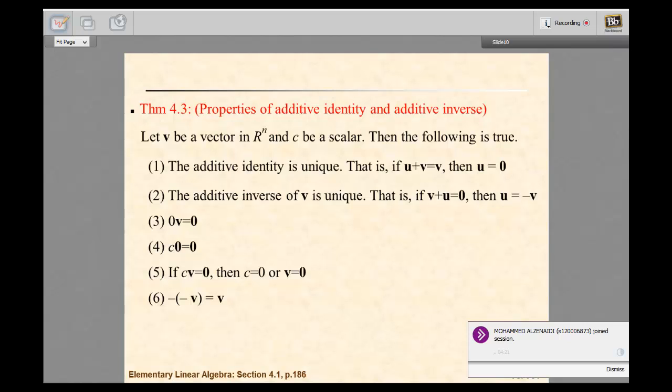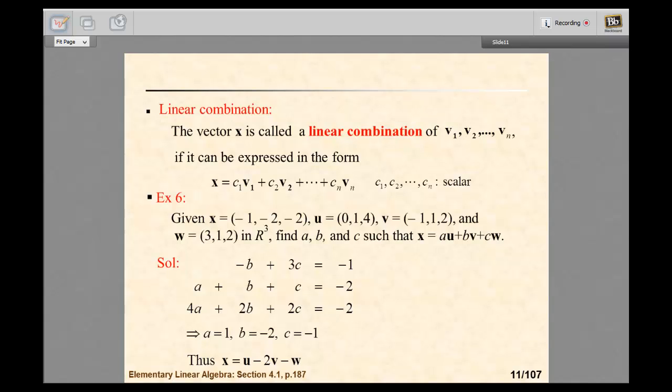Properties of additive identity and additive inverse. Let v be a vector in Rn and c be a scalar. Then the following is true: the additive identity is unique. And the additive inverse is unique: u plus v is equal to 0, u is equal to minus v. So there are several theorems.